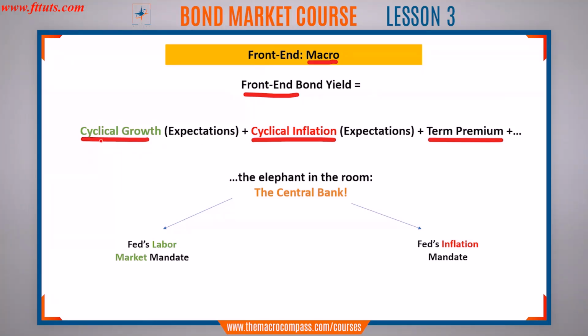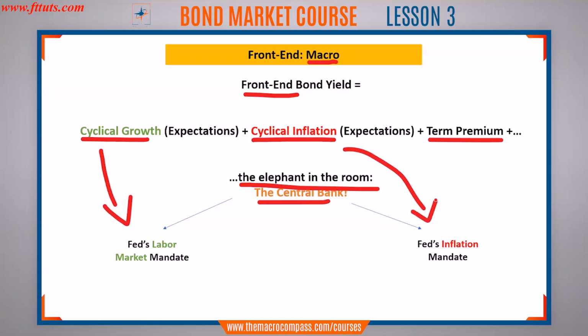It's mostly about cyclical growth and cyclical inflation expectation, but most importantly, it's about the elephant in the room, which is the central bank. Cyclical growth and cyclical inflation are effectively reflected, normally speaking, into central bank mandates, either directly or indirectly. When it comes to the Federal Reserve, the cyclical growth component of front-end bond yields is reflected into the assessment that the Federal Reserve has of the labor market.